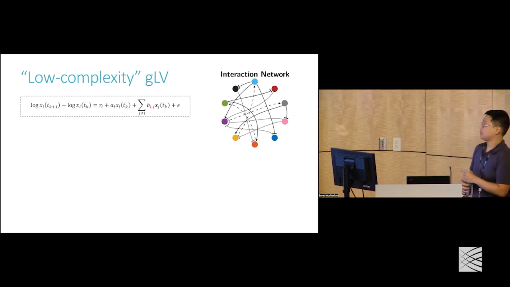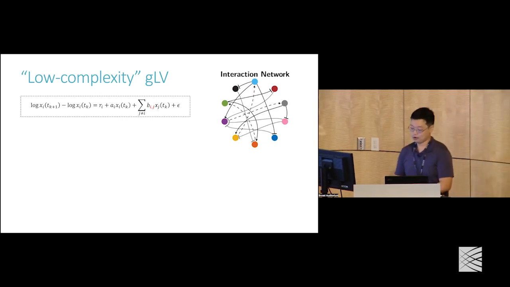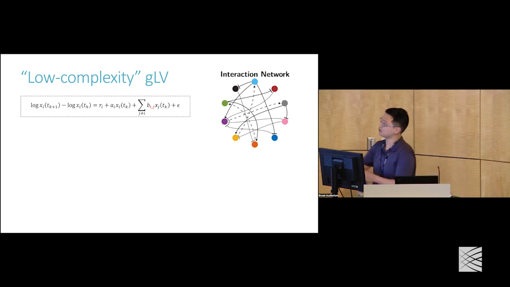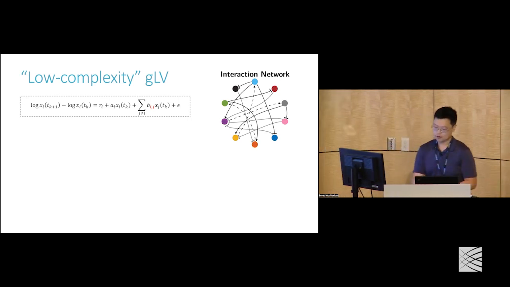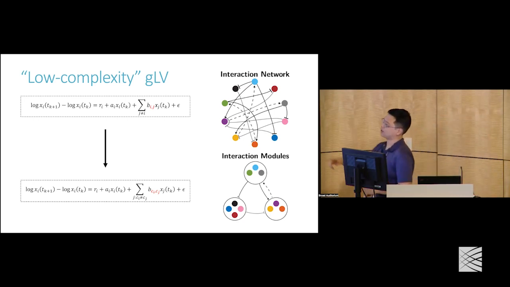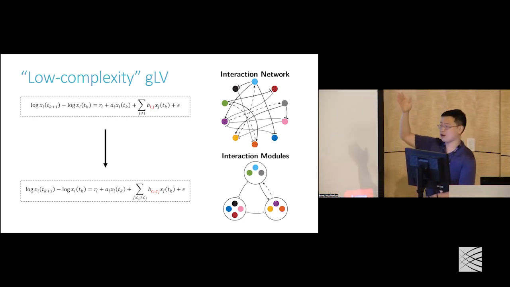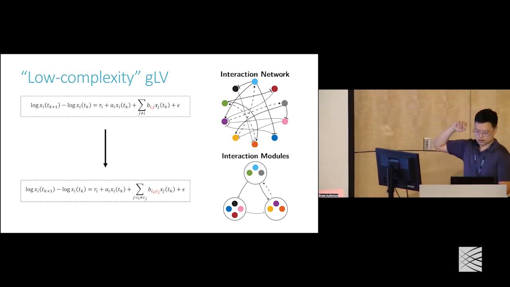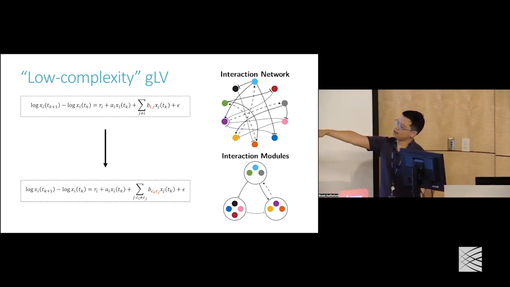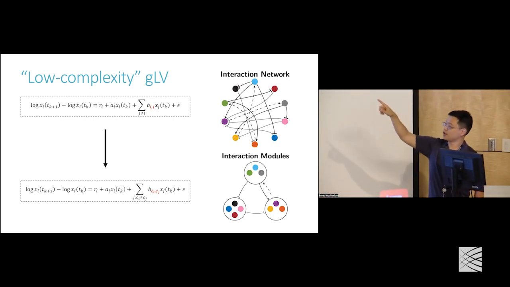And here's an example of how we chose to do low complexity Lotka-Volterra systems. The idea is that we're going to start with the original equation. And again, as the picture before suggested, we're going to assume that the matrix is somehow composed of blocks. So the coefficient is not going to depend just on the organism itself, but rather on the block that it's in.